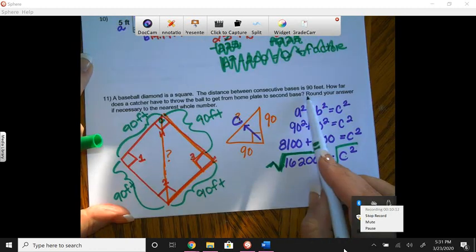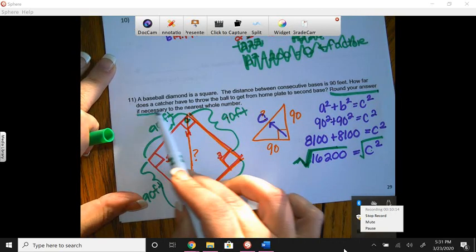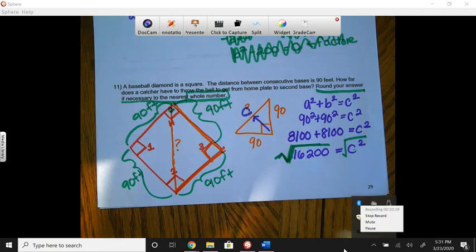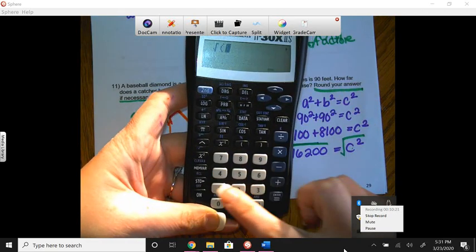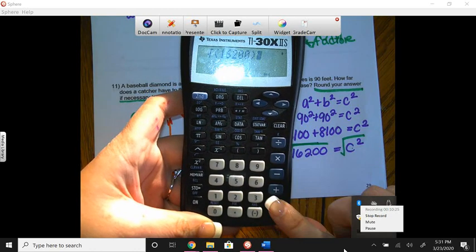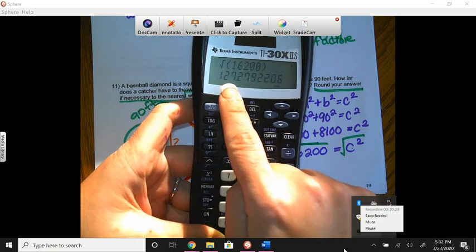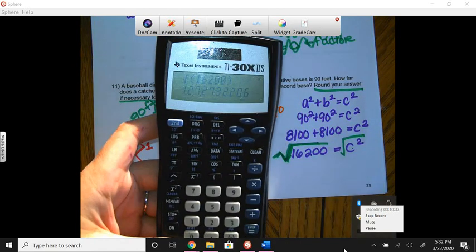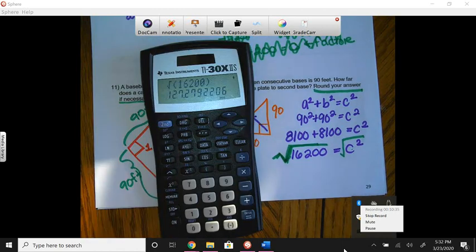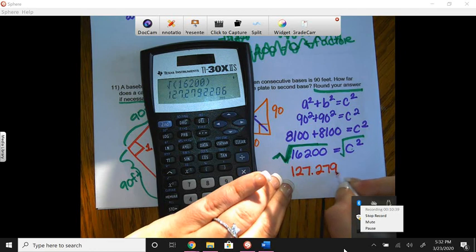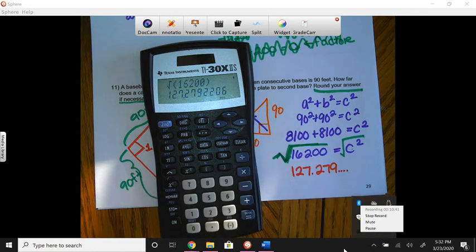Now it says, round your answer, if necessary, to a whole number. So we're going to go ahead and put this in our calculator. Square root of 16,200. And then if we look at our answer, it's a decimal. It wants a whole number. So a whole number means no decimal. So what that means is I need to take the 127.279, right? We got all of these values after the decimal, and we only want a whole number.